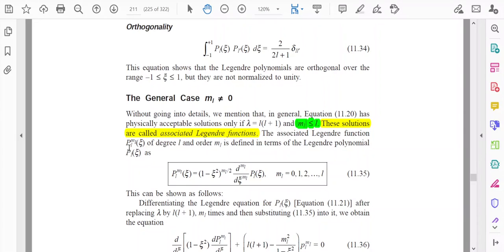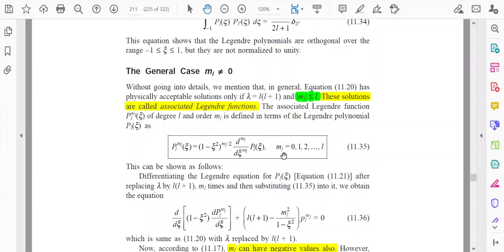These are denoted as PL ml zeta, with ml written in the superscript. So the degree of the function is L and the order is ml. So these are known as associated Legendre functions, and the relation between the associated Legendre function and the ordinary Legendre polynomial has been given in this equation. That is, 11.35 relates PL ml zeta with PL zeta. So this is the relation between associated Legendre functions and the Legendre polynomial PL zeta.